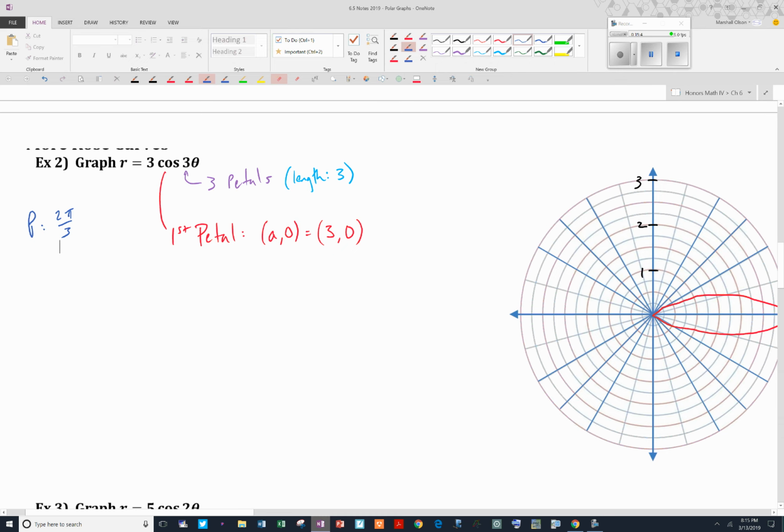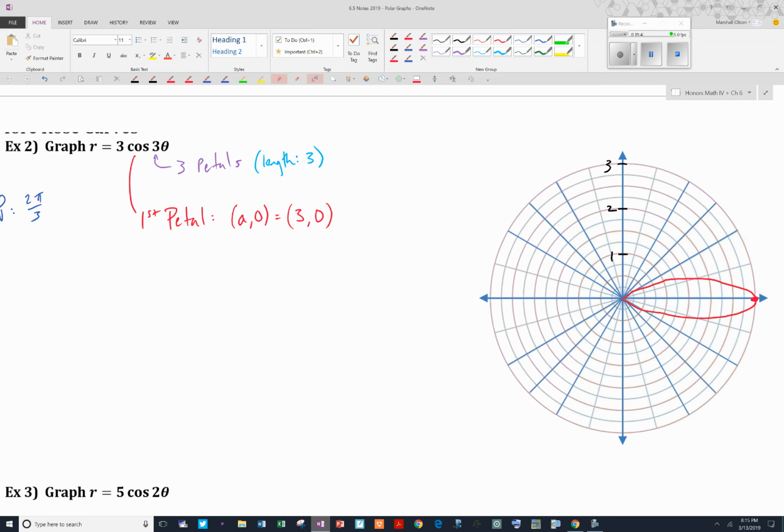Okay, now here's, same as the last one, that's the amount that we're going to add to get to the next petal. So my first petal tip is at 0, and then I need to add 2 pi over 3 to that to get to the next petal tip. Well, obviously that gives me 2 pi over 3. So that's going to put me right here. Here's my next petal tip.